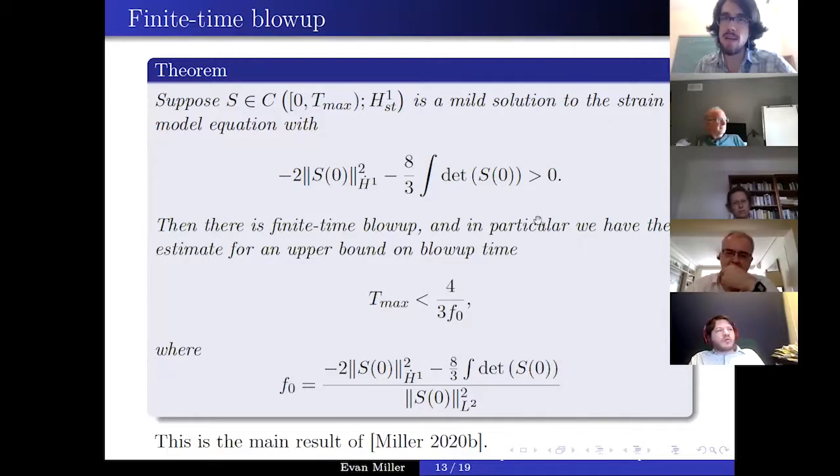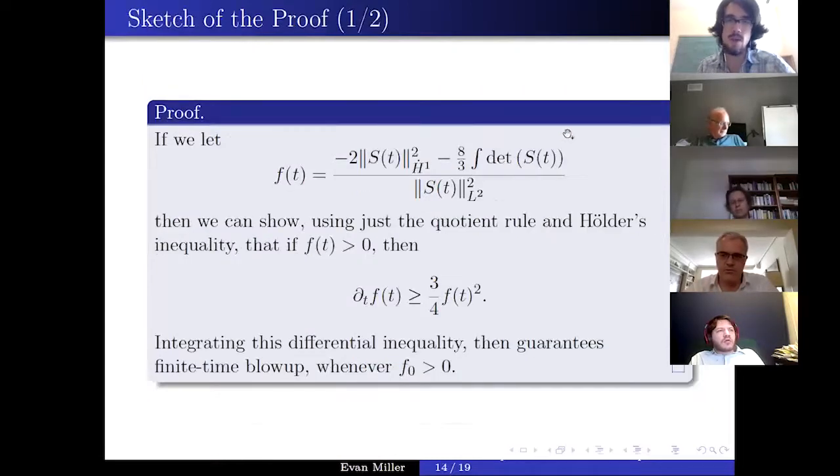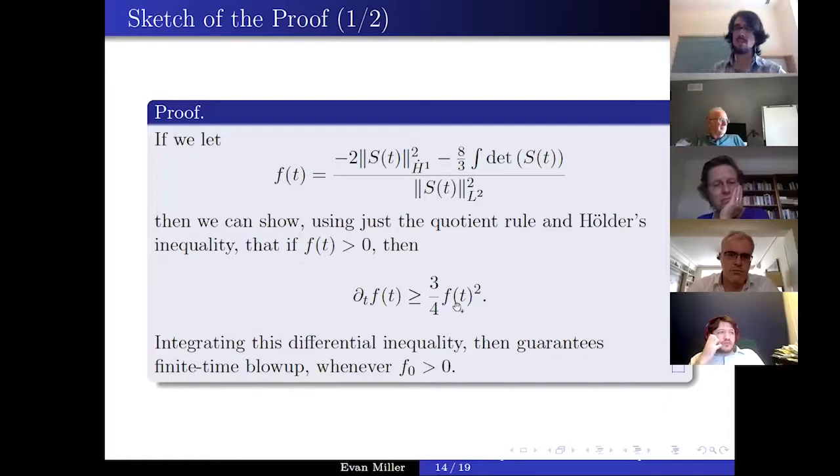I won't have time to go through all the proof, but the proof is relatively straightforward, so I will sketch out how the arguments go. The main idea is we set f of t equal to minus 2 the H1 norm squared minus 8/3 the integral of the determinant of S, over the L2 norm of S. Using the quotient rule and Hölder's inequality with exponents 2 and 2, we can show that if f of t is greater than 0, then the time derivative of f is greater than or equal to 3/4 f of t squared. So clearly, if f naught is positive, we can integrate this differential inequality and guarantee finite time blowup.